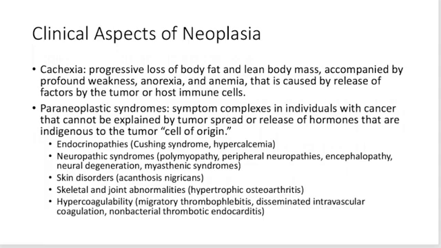An example would be carcinoid tumors, which release hormones such as serotonin. You get some flushing, rapid heartbeat. We can get some skin disorders such as acanthosis nigricans or dermatomyositis, some skeletal and joint abnormalities, hypercoagulability. So these are all related to having cancer, but not the actual tumor itself.